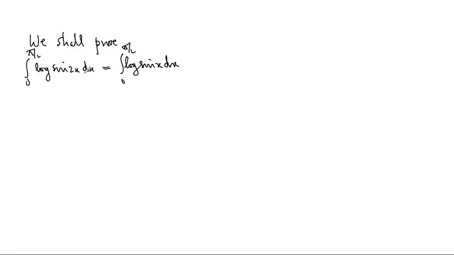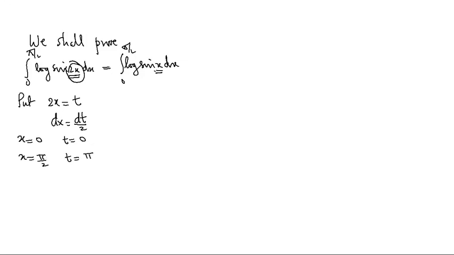Okay. If you compare both, what do you notice? Here it is 2x. Here it is x. If I convert this into a single variable, naturally I'll come to sin x. So I will put 2x as t. So dx will become dt by 2. When x is 0, t is 0. When x is pi by 2, t will become pi. Everybody agree with that? Is it clear?